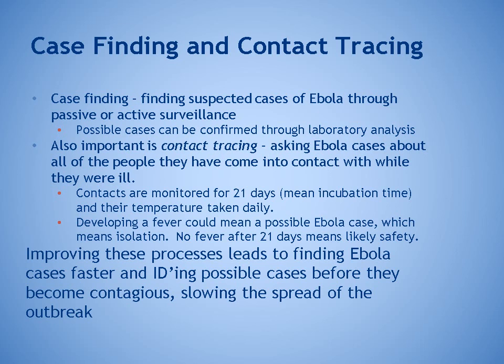Also important is contact tracing, asking Ebola cases about all of the people they have come into contact with while they were ill. Contacts are monitored for 21 days, which is the mean incubation time for Ebola, and their temperature is taken daily. If a contact develops a fever, this could mean that they are a possible Ebola case, and they must be isolated in a quarantine tent and further monitored. No fever after 21 days means that a person is likely safe from Ebola.